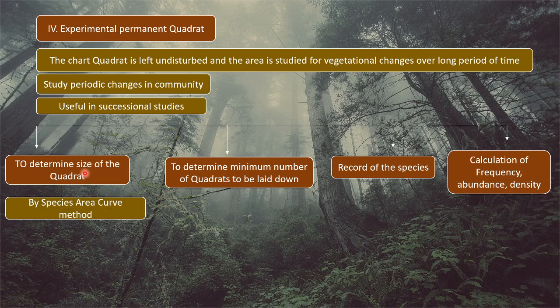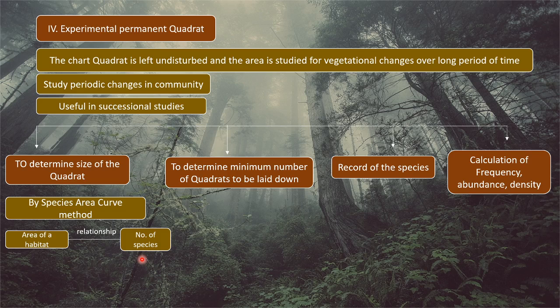To determine the size of the quadrat, there is a method used which is called the species area curve method. With the help of the species area curve method, the size of the quadrat is determined. Now what does the species area curve method tell? It actually gives us a relationship between the area of a habitat and the number of species. So what is the area of the habitat that we are going to study?